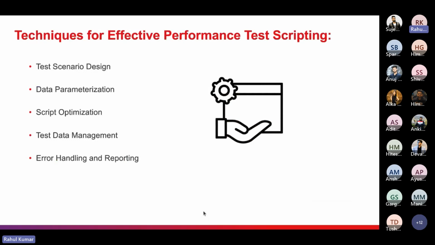So basically we design the respective test scenario which mimics things like the real world. Prioritize the functions or features that are likely to experience high user traffic or have the potential to impact system performance. The second one is data parameterization.